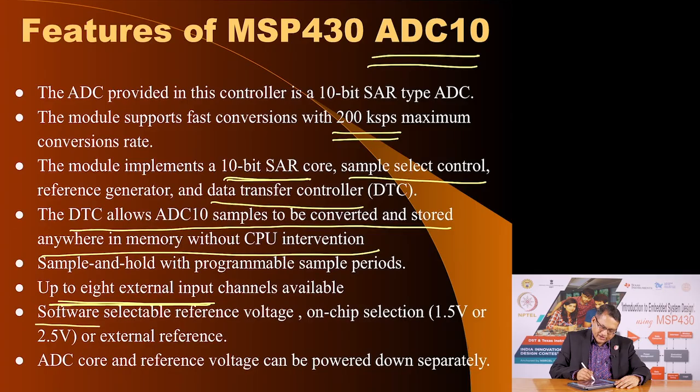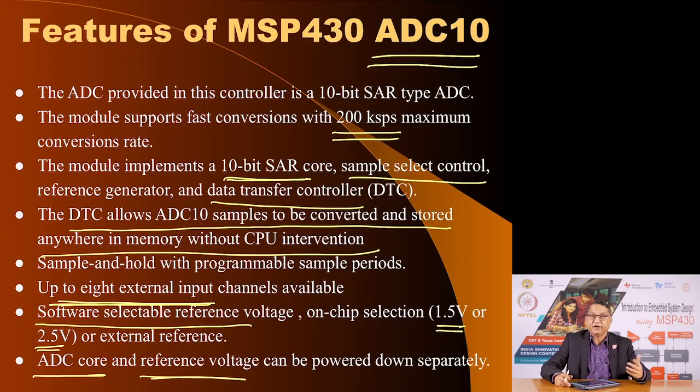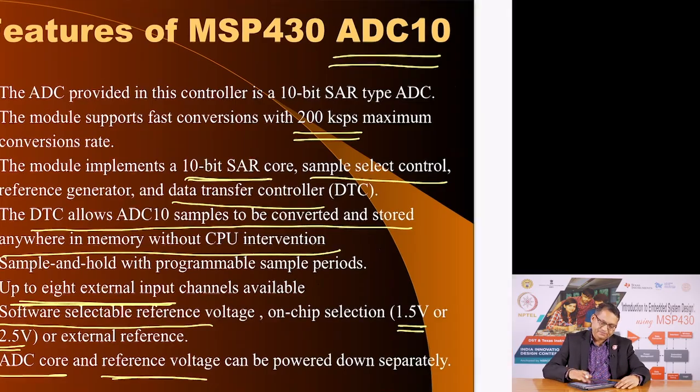You can select the reference voltage through software. The MSP430 microcontroller offers an on chip reference voltage, which you can select to be 1.5 volts or 2.5 volts, or if you have a special requirement, you can provide an external voltage reference through an available pin. And the ADC core, that is the peripheral which controls the ADC, and the reference voltage can be powered down, meaning you can enter a low power mode so that these peripheral devices do not consume power.